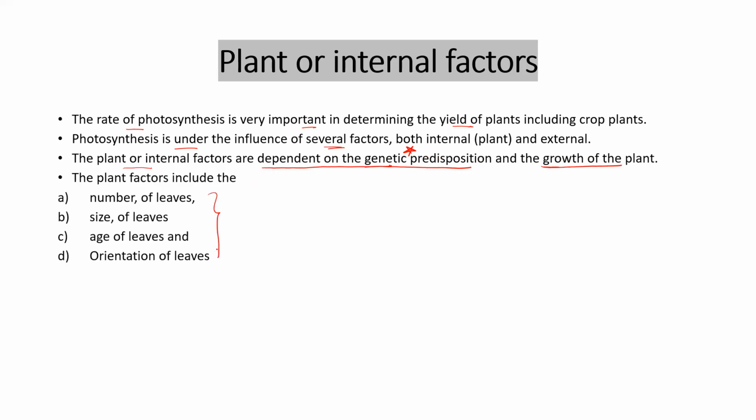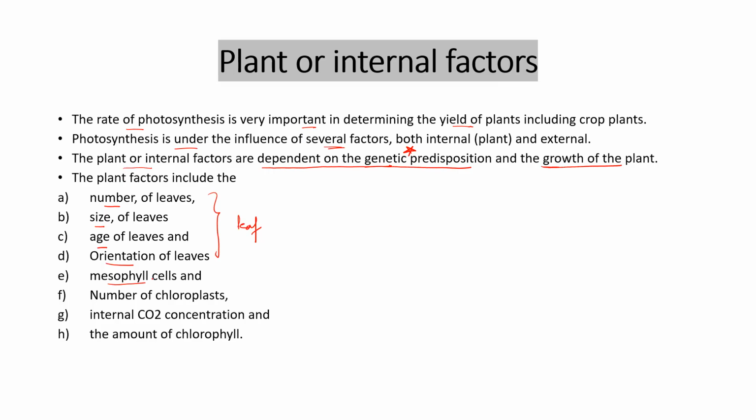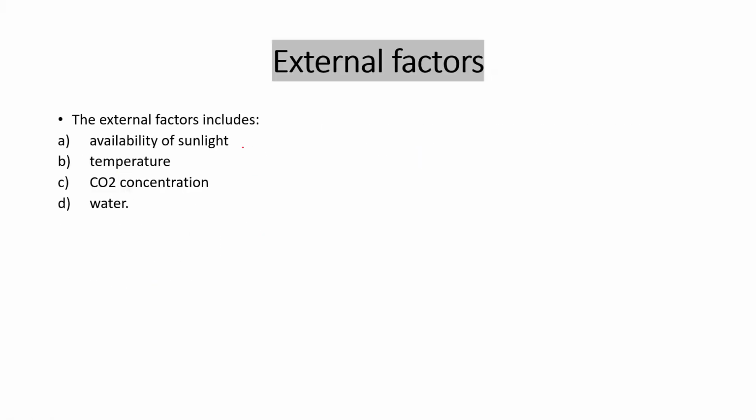These are the few factors related to the leaf: number of leaves, size of the leaf, age of the leaf, and orientation of the leaf. Four factors are related to the leaf. Next factor is mesophyll cell, since photosynthesis occurs in the mesophyll cell of the leaf. Then chloroplast and amount of chlorophyll, plus internal carbon dioxide concentration, which is very, very important. Now, external factors are four: availability of sunlight, temperature, carbon dioxide, and water.